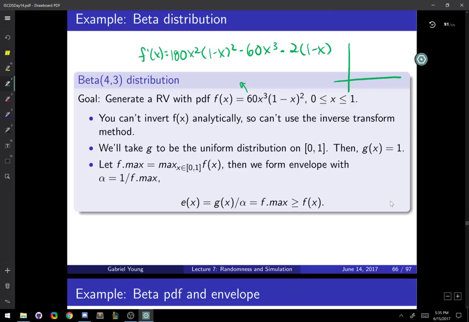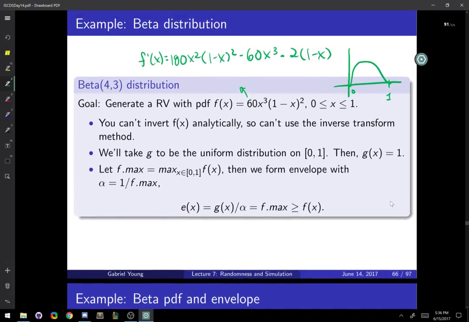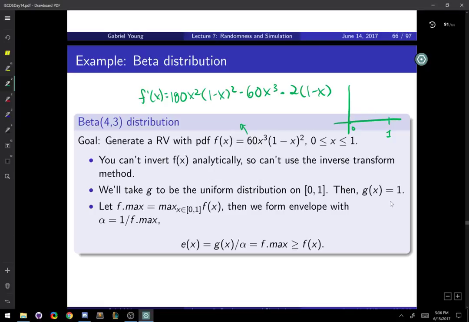What do we think of the shape? Because a beta typically looks like that. I'm probably slightly off on the second derivative. But if I knew where x was zero, then I'd know where the optimal is, and I'd have a better gauge. But we can't invert F of x analytically. When I say f of x, I should say capital F. Being kind of sloppy there.